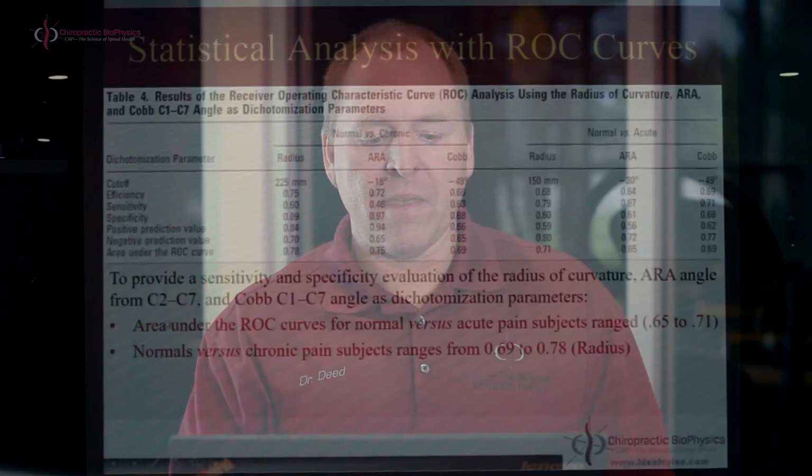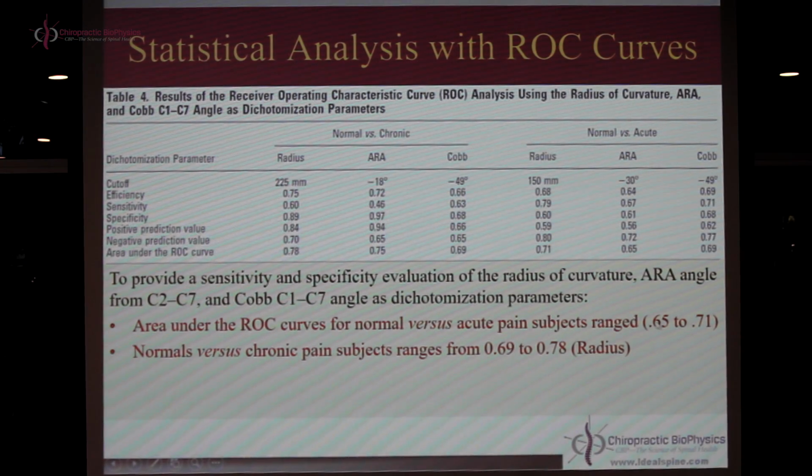So it says here, the area under the ROC curves for normal versus acute pain range from 0.65 to 0.71, depending on whether you're looking at Cobb angles or the ARA, C2 to C7, or the radius of curve. And then more profoundly, normals versus chronic pain. We have better results for this, 0.69 to 0.78. In other words, this is a good dichotomous variable to discriminate between the groups. This is very close to our paper last week where we found 20 degrees was the best cut point from a sensitivity and specificity point of view. Now we go to a different country, a different study, different data, and we find almost the exact same thing. Instead of 20 degrees, we find 18 degrees.